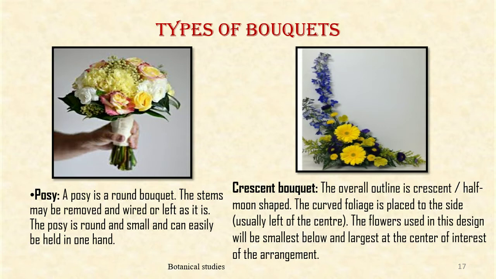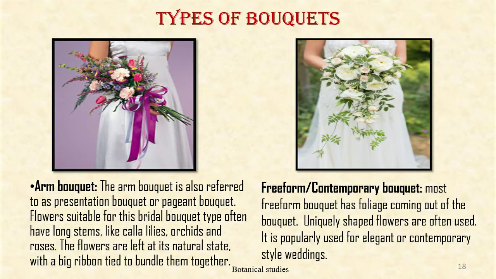Crescent bouquet. The overall outline is crescent or half moon shaped. The curved foliage is placed to the side, usually the left of the center. The flowers used in this design will be smallest below and the largest at the center of interest of the arrangement. Arm bouquets. Arm bouquets are also referred to as presentation bouquets or pageant bouquets.